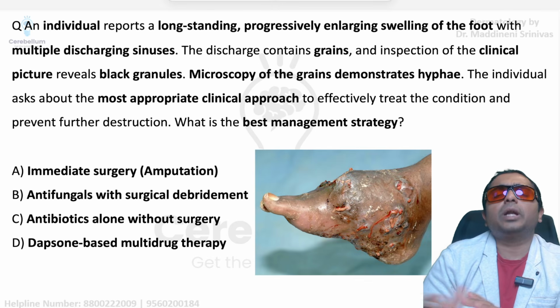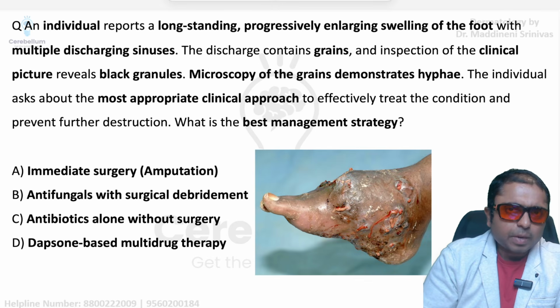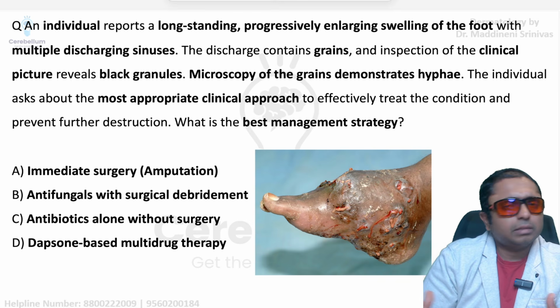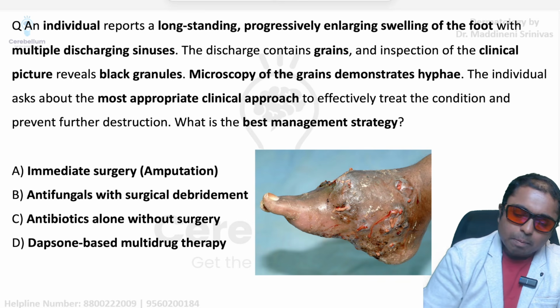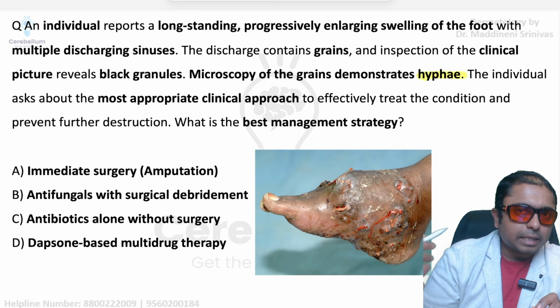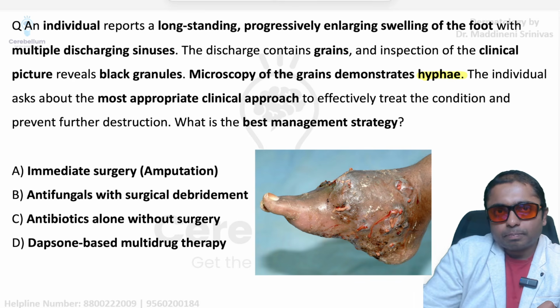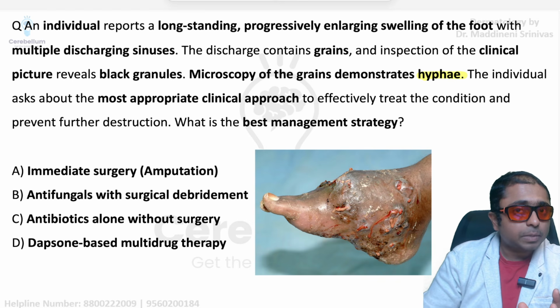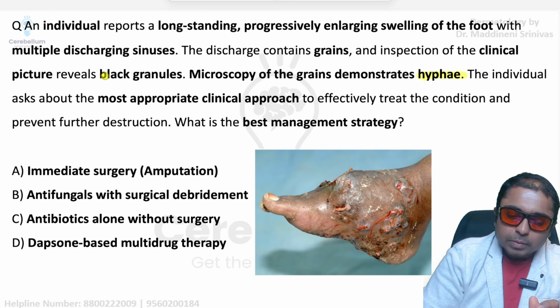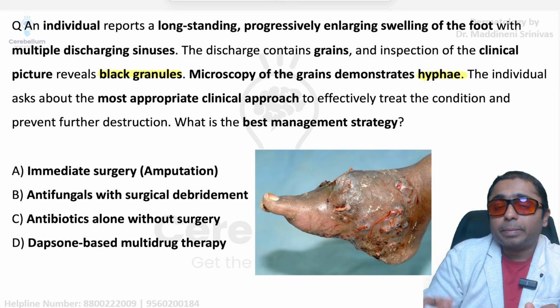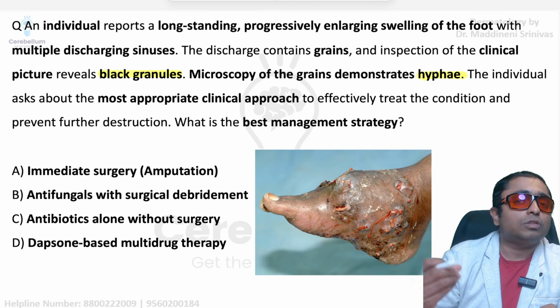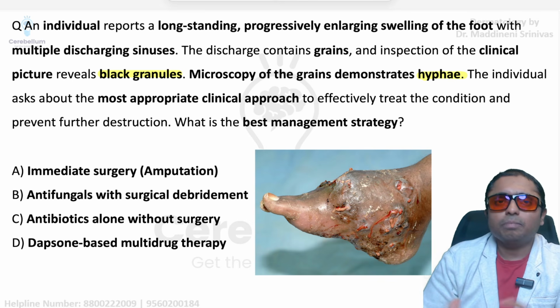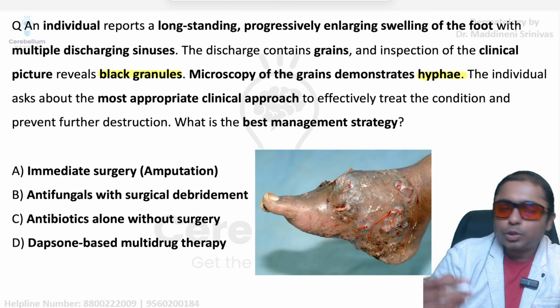Chalo. Next is this question. Yeah, this has been repeated n number of times, and by this time I hope you have marked, looking at these clues, that there is swelling, granules are present, there are sinuses present, there is a tumor-like swelling present, and the granules coming out are black granules, and there were also hyphae mentioned in the question. So the diagnosis is eumycetoma.